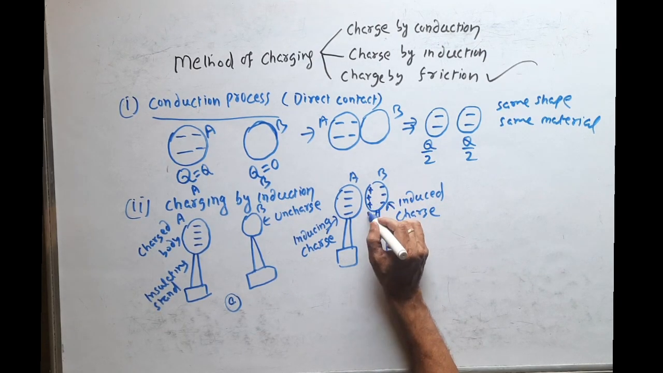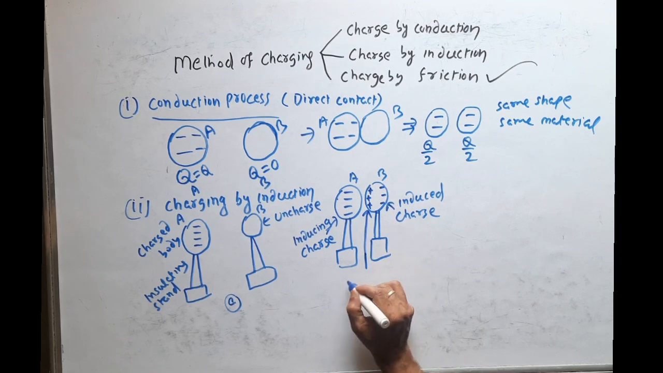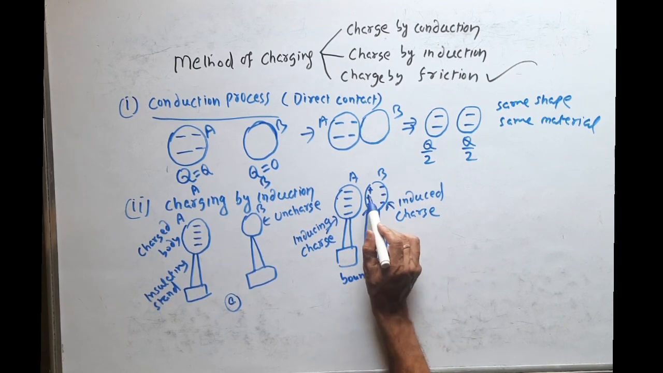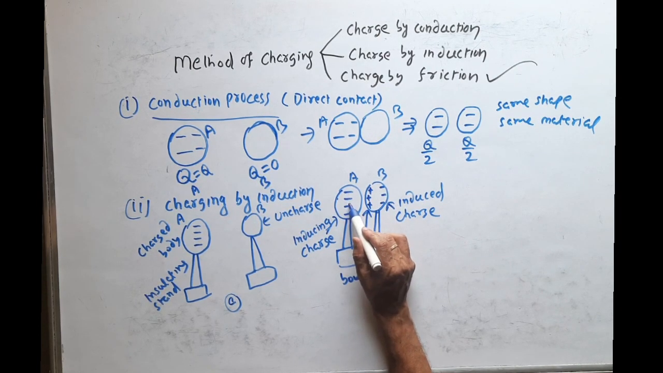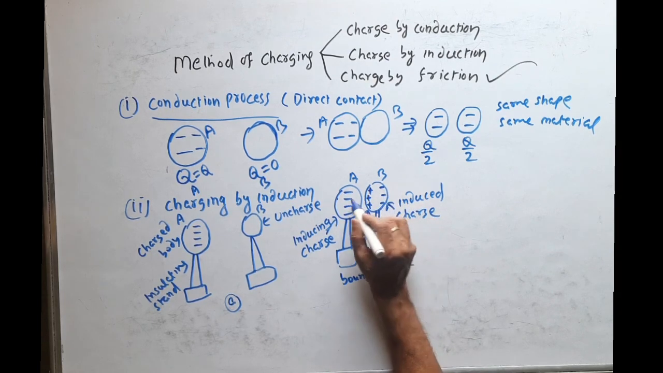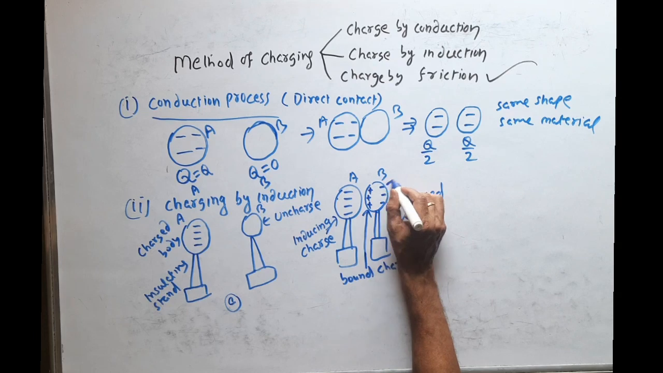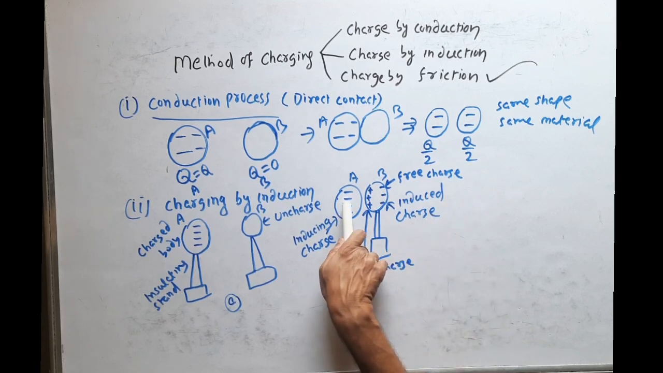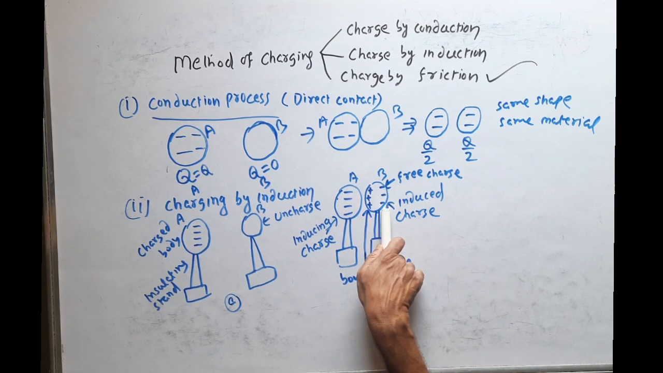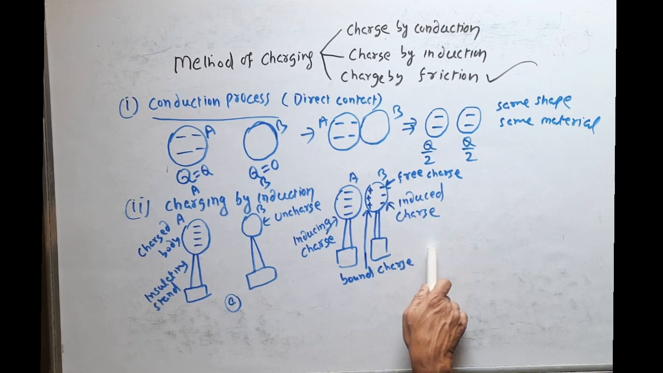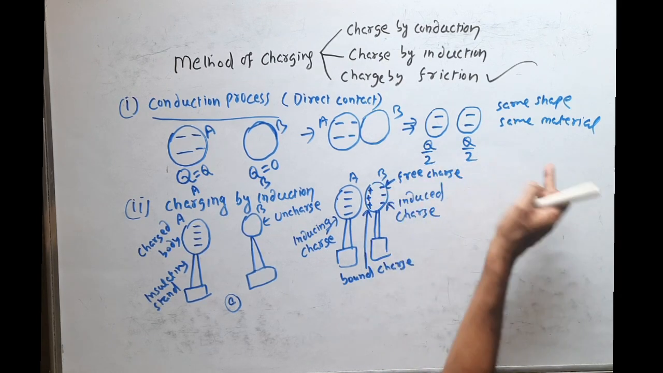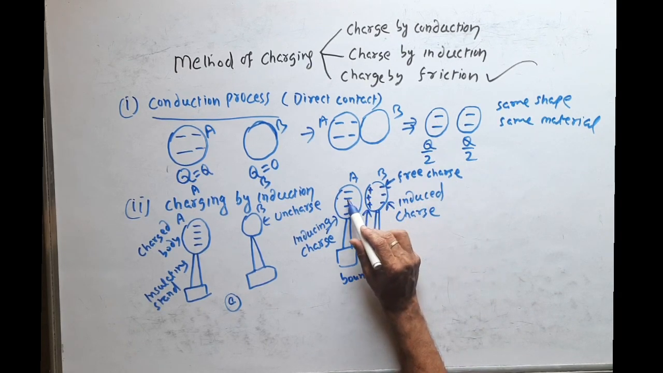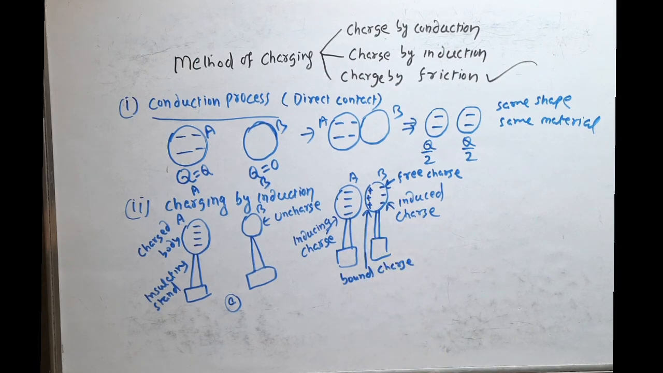This positive charge is called bound charge, because it is bounded by the negative charge of A. But this negative charge is repelled by the negative charge of A, so it is called free charge. Why is it called free charge? Because A is repelling this negative charge. If I give some external contact, then this electron can move outside. That's why it is called free charge. But the positive charge is bounded by the negative charge, so it is called bound charge.